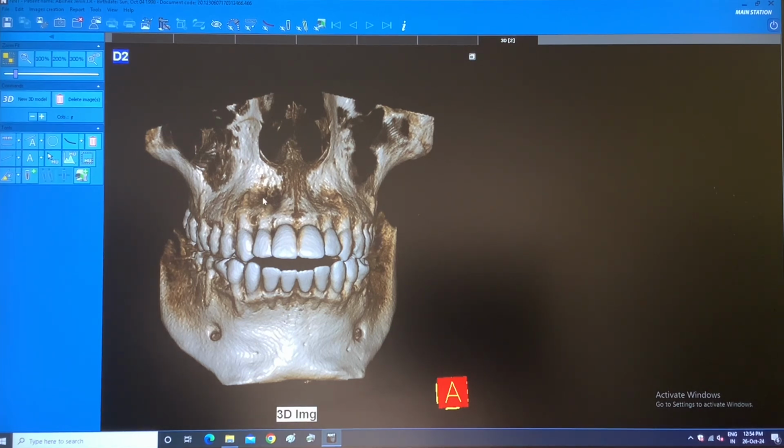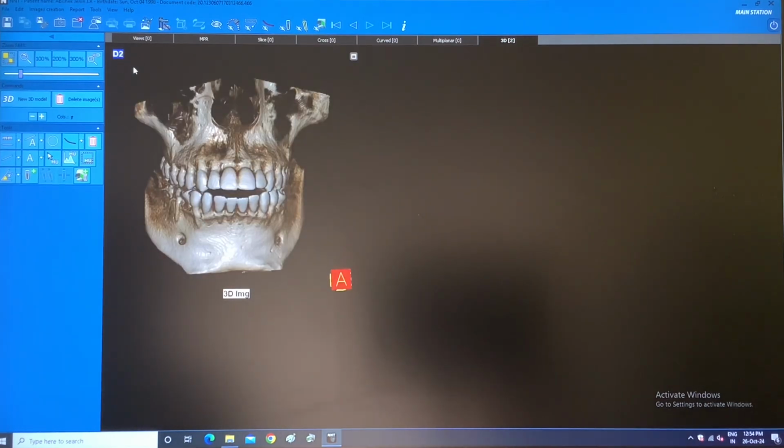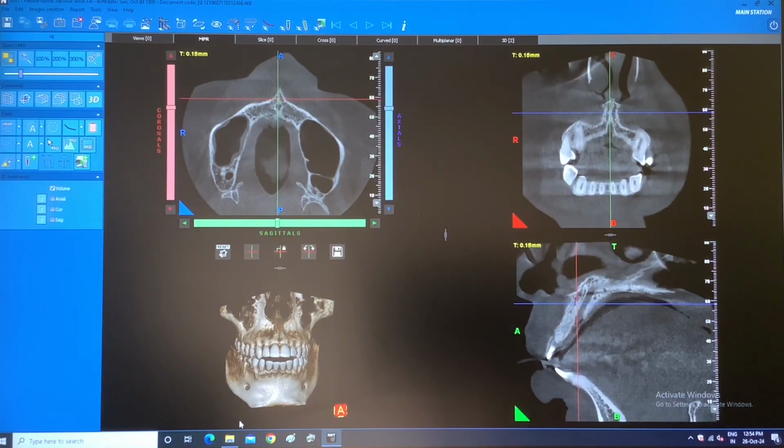So this is the 3D image of a patient. We would move on to the MPR slices. MPR stands for multiplanar reformation. It is a process of creating 2D images in the coronal, sagittal, and oblique planes using cone beam CT scan. So first we would trace the normal landmarks in maxilla.